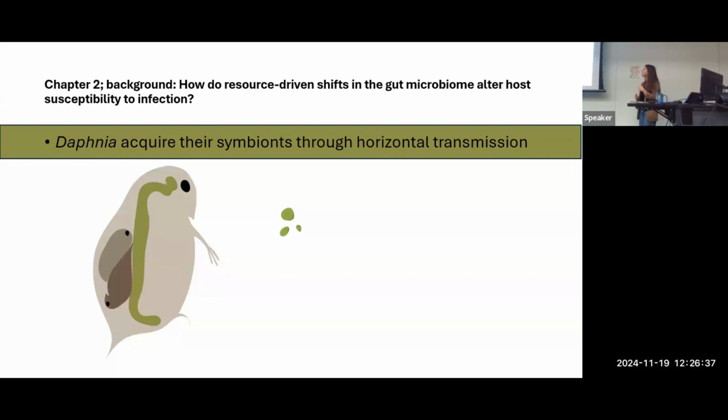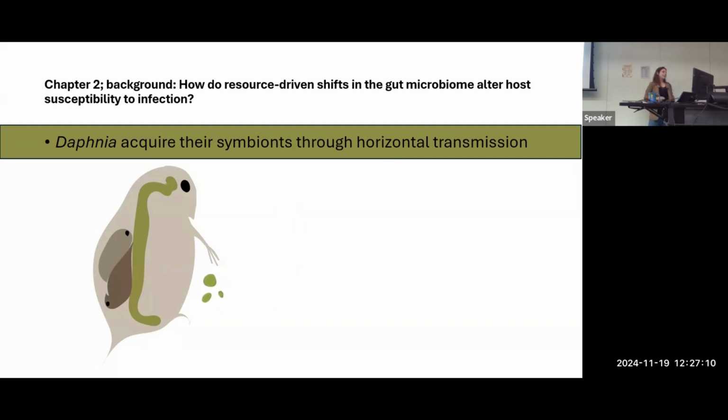So a little bit of background here. Daphnia acquire their symbionts through horizontal transmission. There's no evidence of vertical transmission going on here. So Daphnia happen to be suspension feeders that take in their food and accidental microbes and parasite spores through filtration. And their filtering rate is dependent on the food availability within the water column. So they can kind of slow down and speed up their filtering. This subsequently facilitates the uptake of potential gut symbionts, both mutualistic and parasitic, as I mentioned before, via horizontal transmission.